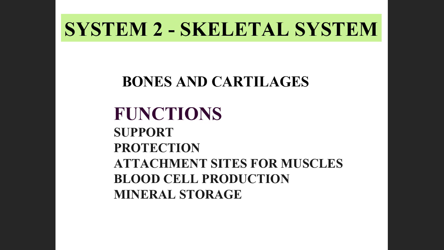All your blood cells are made in your bones, your red blood cells and your white blood cells. They're made in a portion of the bone called the spongy bone, which contains red marrow. And we'll talk about that in the next slide.